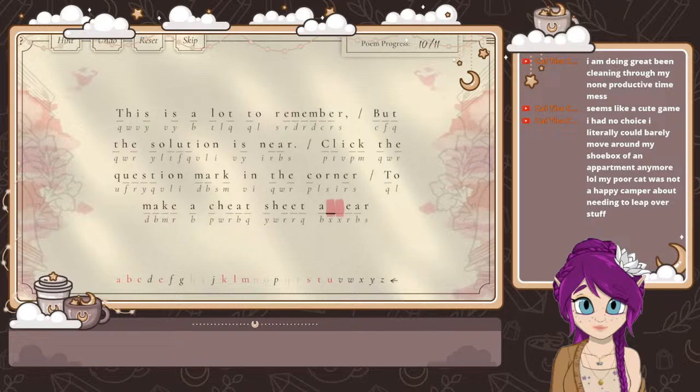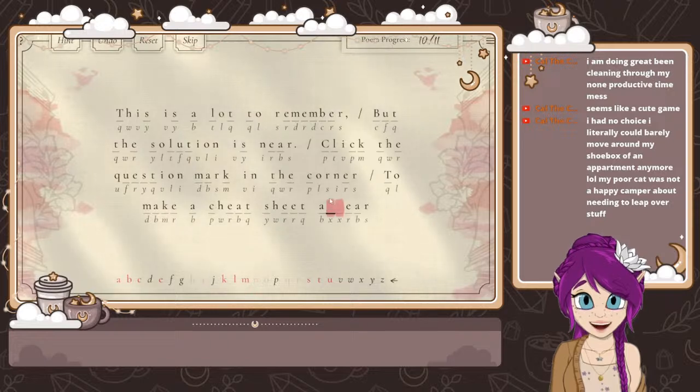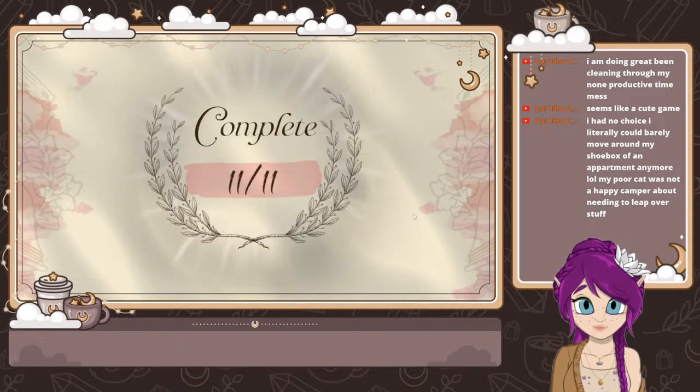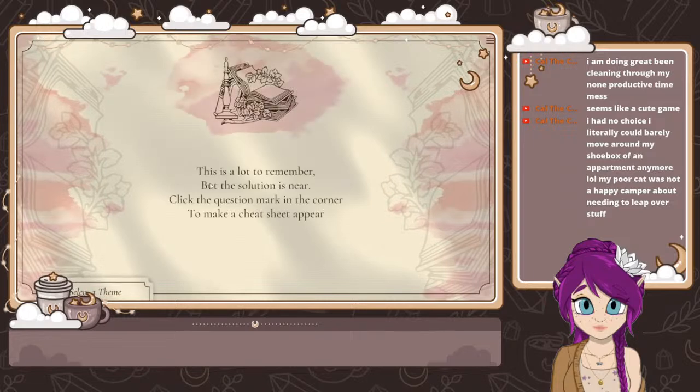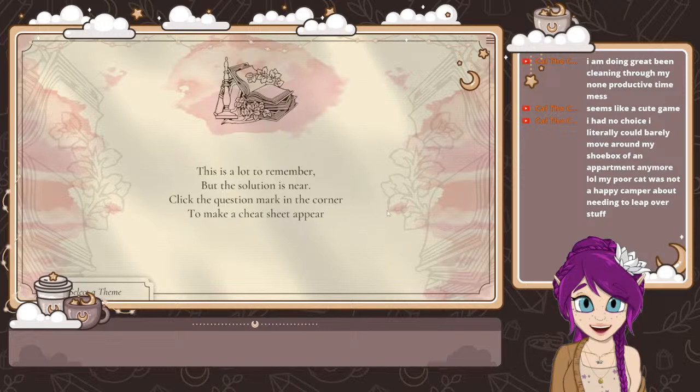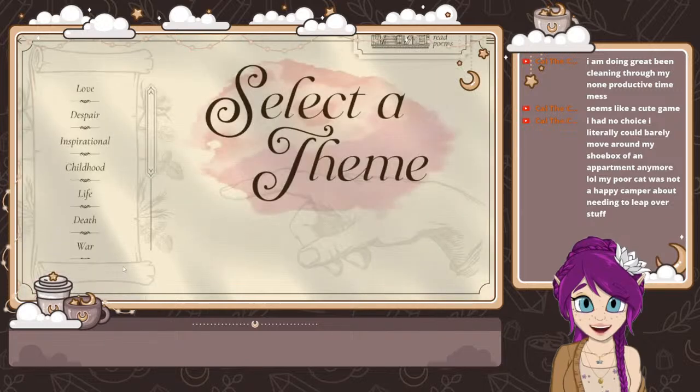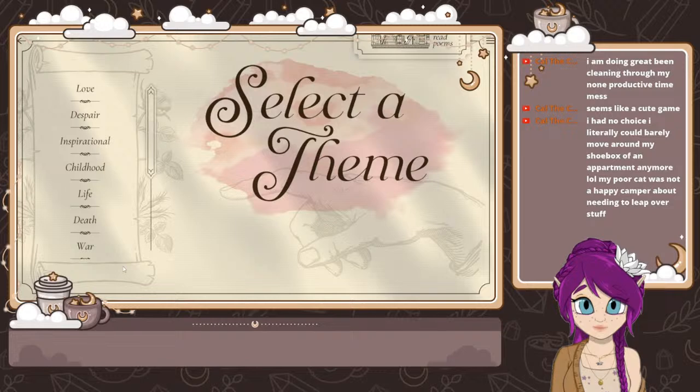Okay, cool. That is P. Here we go. This is a lot to remember, but the solution is near. Click the question mark in the corner to make a cheat sheet appear. I feel like all my years reading Dr. Seuss has come forward.